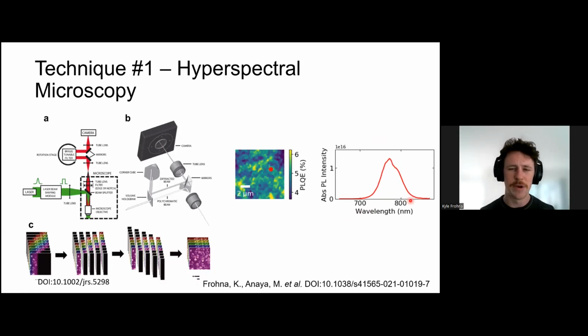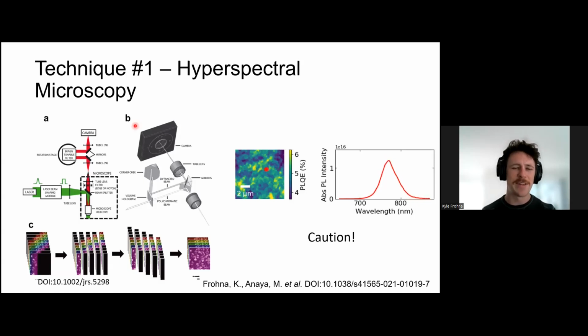There are ways that we need to calibrate this setup to turn it into an absolute PL rather than a relative intensity. I probably won't go into that in great detail right now, but if anyone has questions about it, I'm happy to discuss it afterwards.